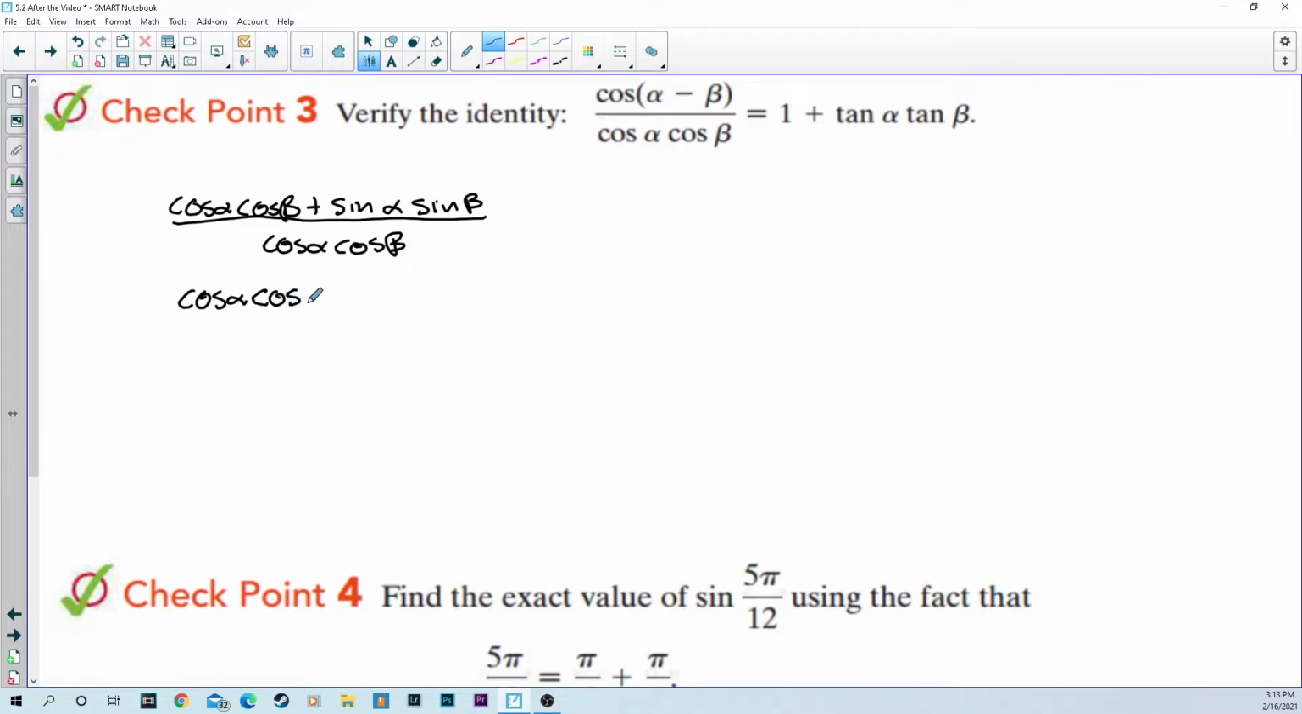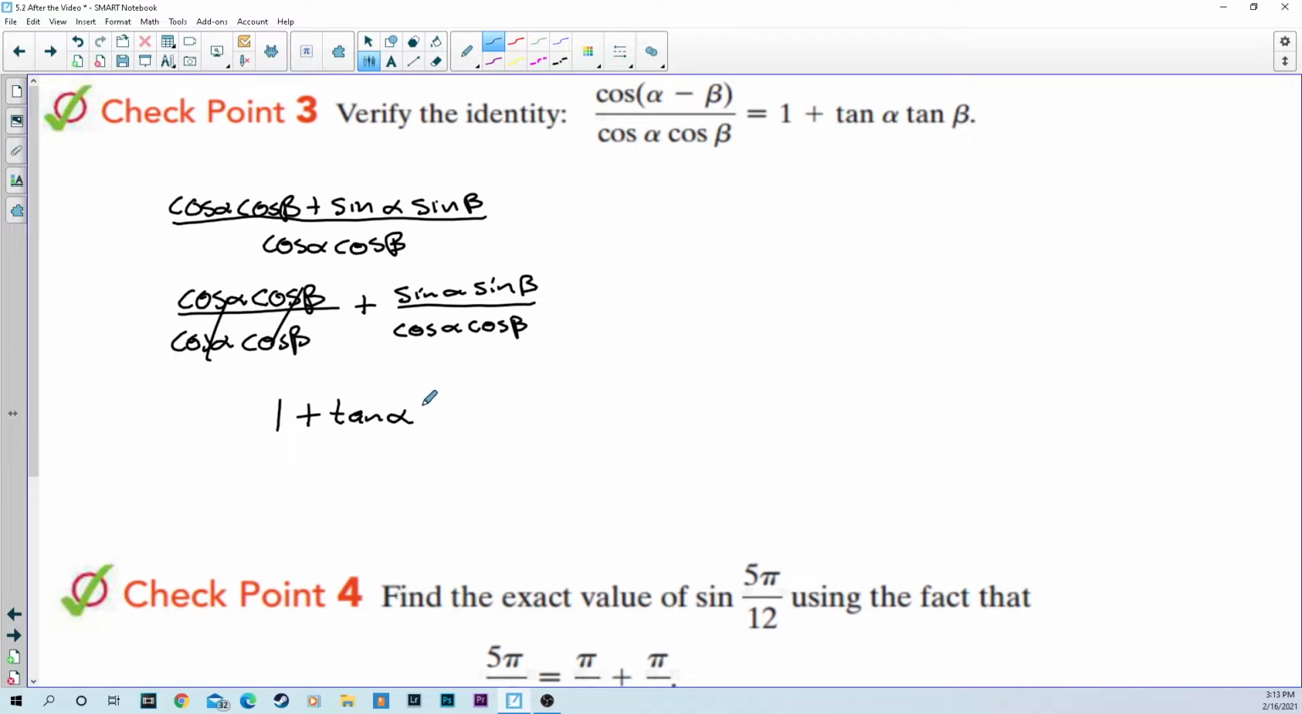Well, our next step is, let's go with common denominator. Cosine of alpha, cosine of beta over cosine of alpha, cosine of beta, plus sine of alpha, sine of beta over cosine of alpha, cosine of beta. Now these are exactly the same. Both of these cancel out, so that's where we're going to get the 1 plus, and then sine of alpha over cosine of alpha is tangent of alpha, and sine of beta over cosine of beta is tangent of beta.